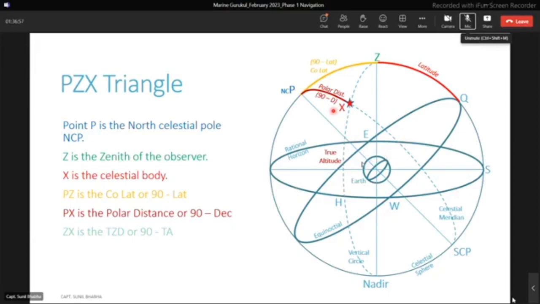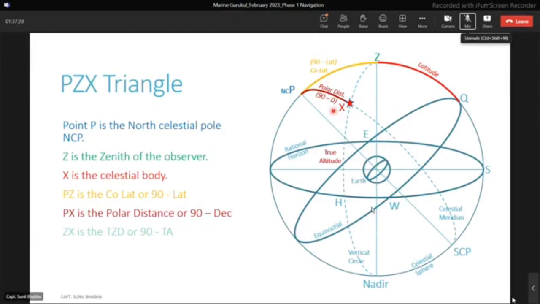Oh, okay, sir. So it will be from the equinoctial. Sir, this circle is passing through the zenith and the nadir, right? That is the vertical circle. It is passing from the zenith and the nadir. And the other dotted circle which you see is the celestial meridian, which is passing from the poles. Yes sir, got it.